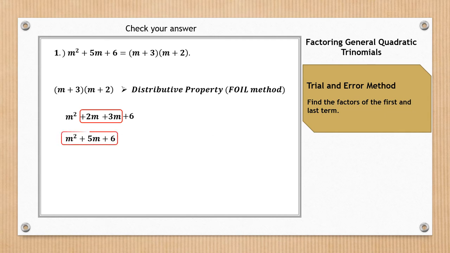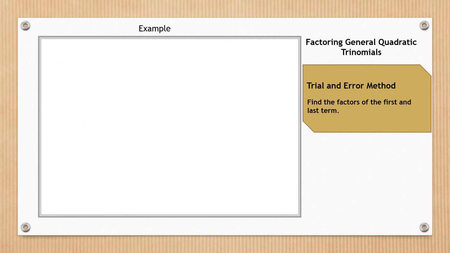So, you check now the results of FOIL sa checking if the same ba dun sa given. So, if you see the same, so meaning tama yung factor or factors na ginawa natin. So, that is how you solve quadratic trinomials using trial and error method. Okay? So, we'll have another example, class.